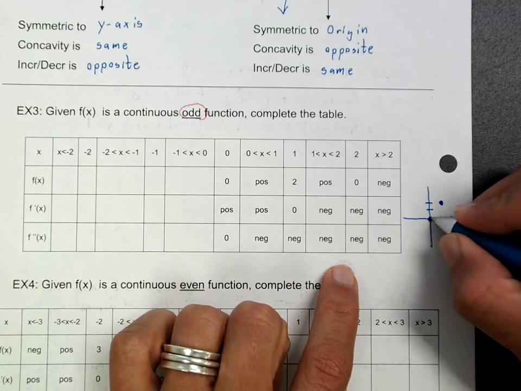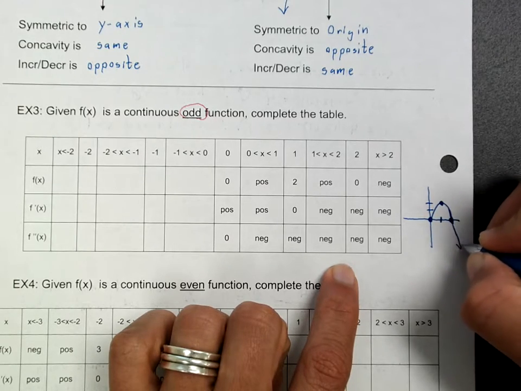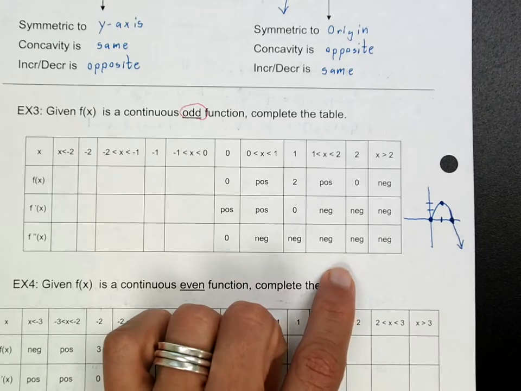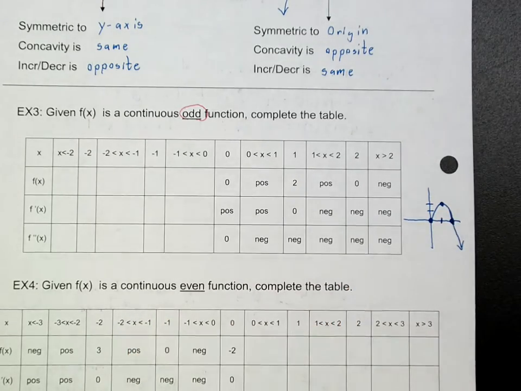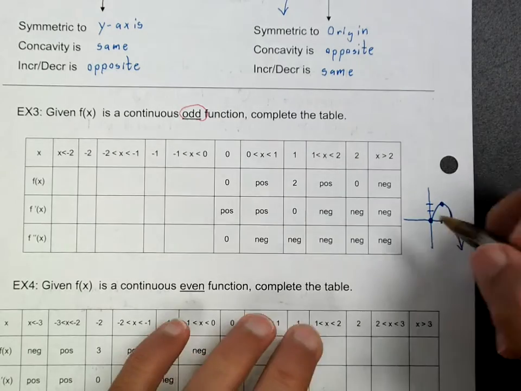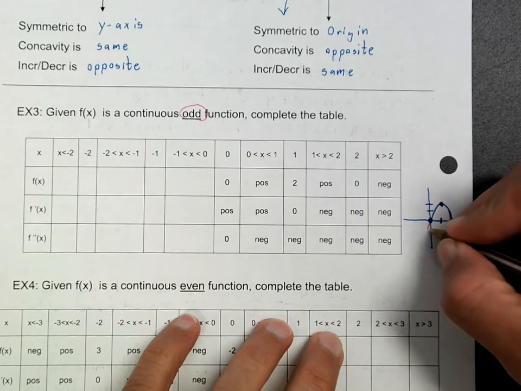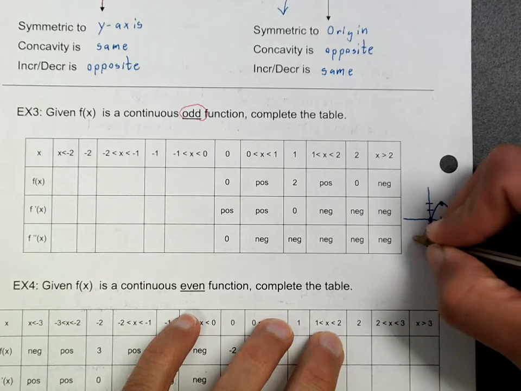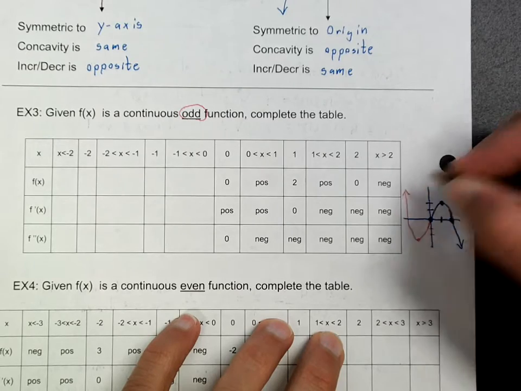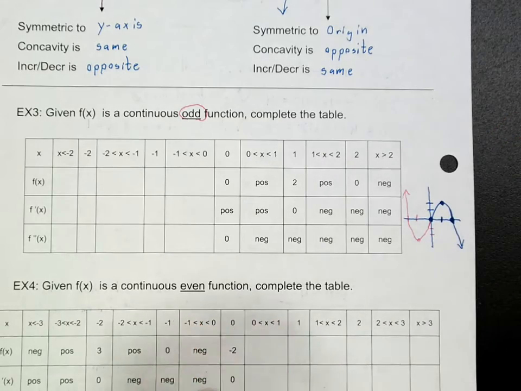So I'm going to connect the dots. Remember, this is positive, positive, and it just keeps going that way. Now remember, this is an odd function. So if this is an odd function, it's going to be symmetric around the origin. So then it's going to follow the same pattern as the last one, but it's going to be symmetric around the origin. Alright, so that's what that looks like.